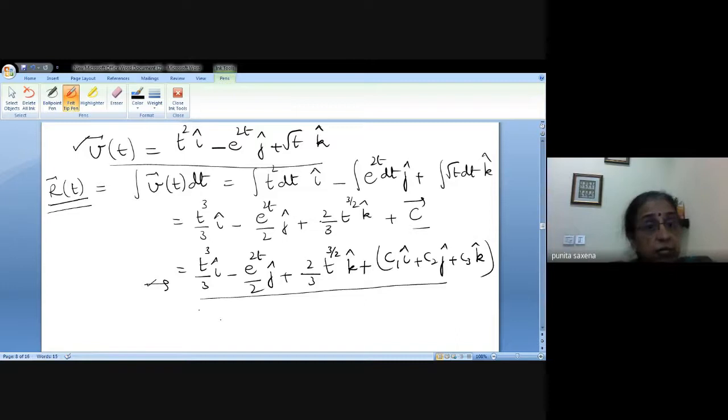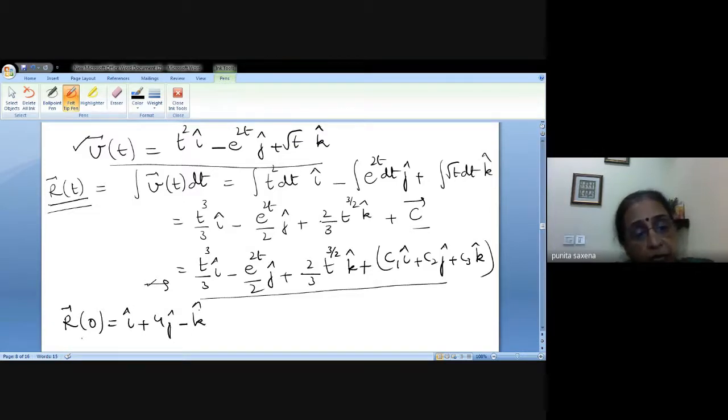But I'm not interested in finding all such particles, all such motions of particles. I am interested in finding the motion for that particular particle for which r at 0 is i plus 4j minus k.